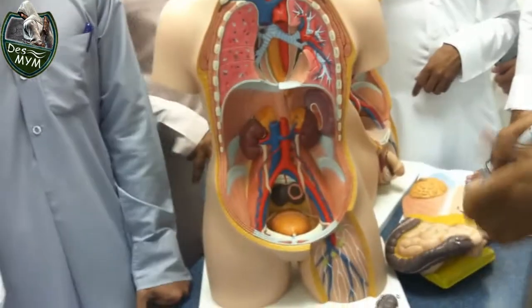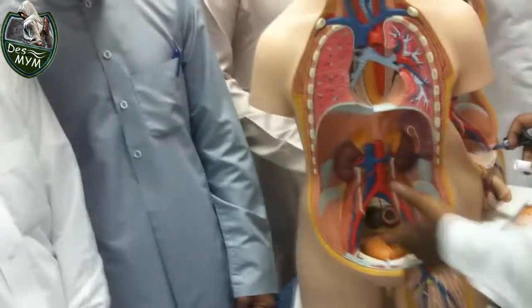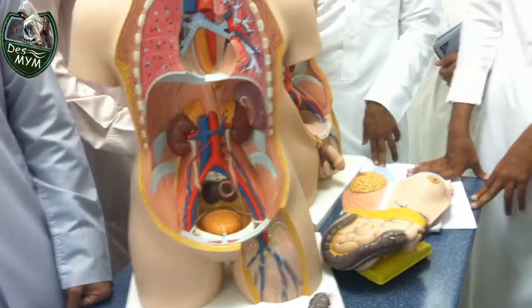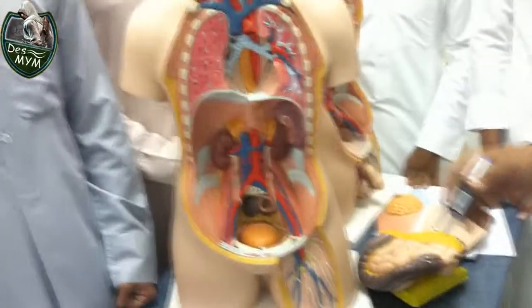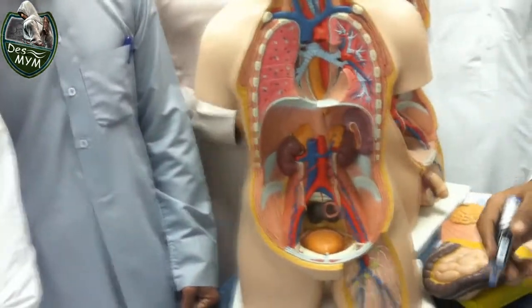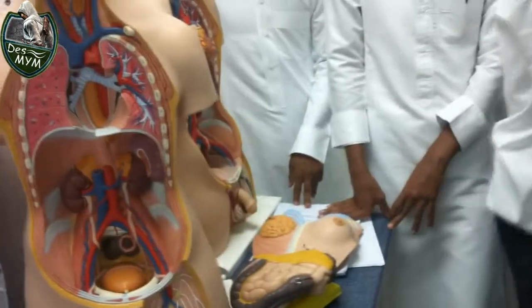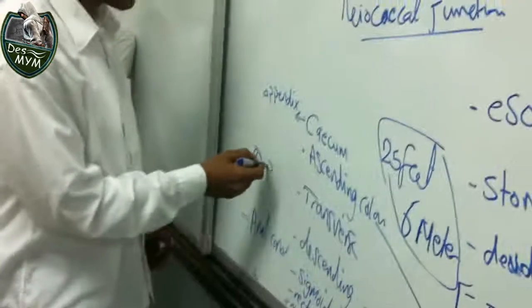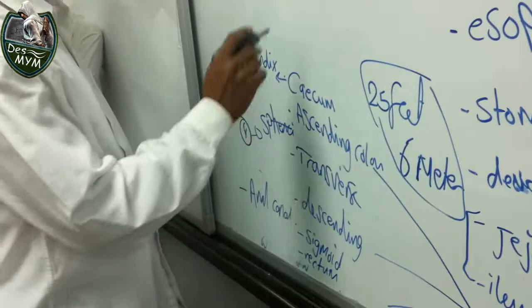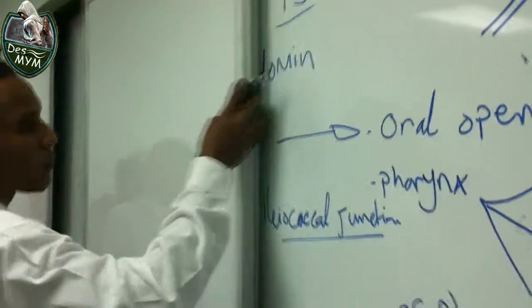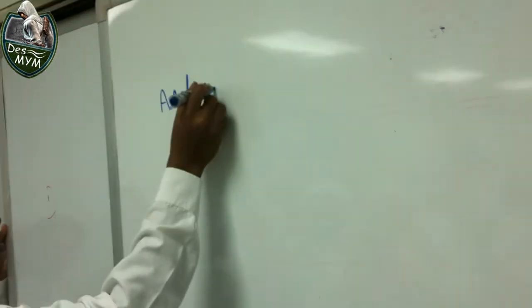Is this clear? After that, it is finished by the anal canal, which is only about 4 centimeter. The end 4 centimeter of the GIT is known as the anal canal. The anal canal contains sphincters. You know sphincter? Let us write here: anal canal.